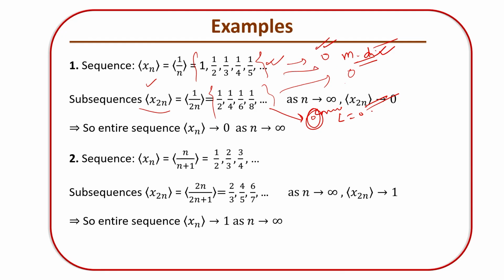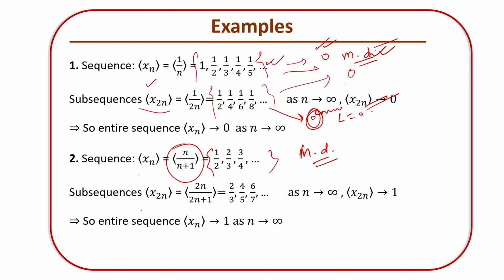That is by the theorem itself. Similarly, look at another sequence, n divided by n plus 1. Now it is also a decreasing sequence, isn't it? Some of the terms are 1 by 2, 2 by 3, 3 by 4 and so on. This is a monotonically decreasing sequence, right?